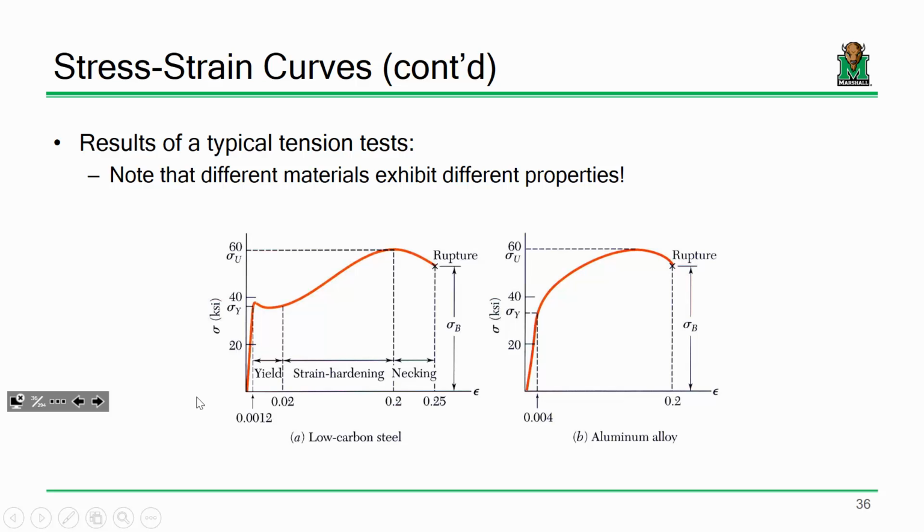Now, what we're going to do is investigate the low carbon steel one in more significant detail, just to identify some of the common points and make sure that everybody understands what's going on. But the nice thing about stress strain tests is that, A, you can take the geometry out of the situation, and B, you can really start to classify the way these materials behave.